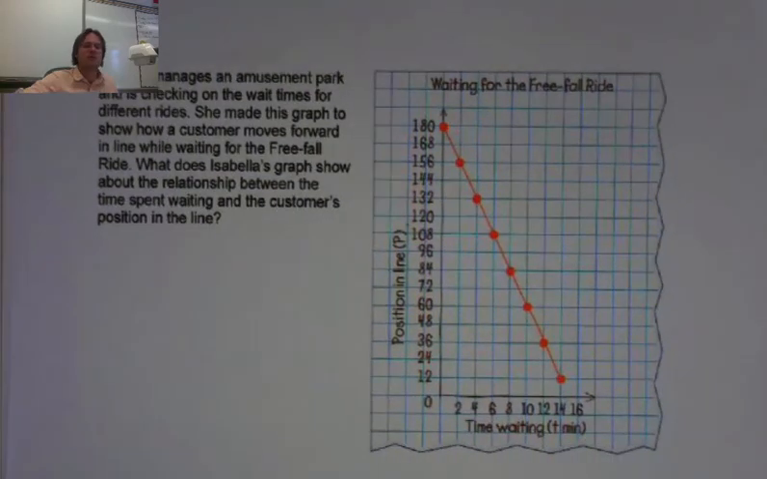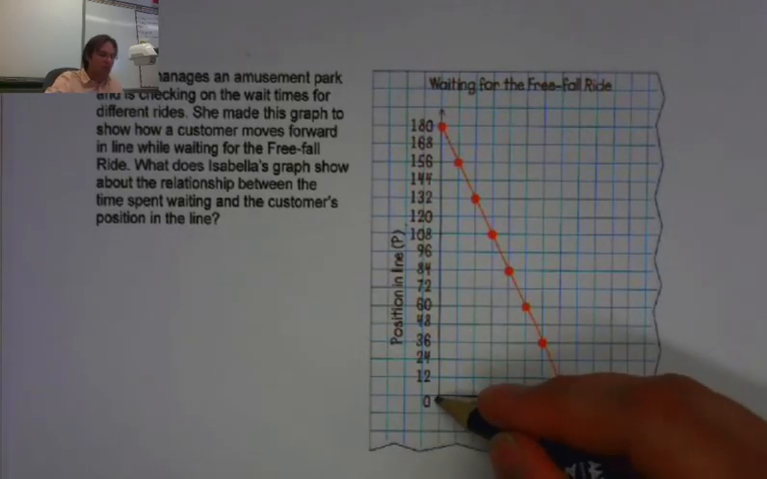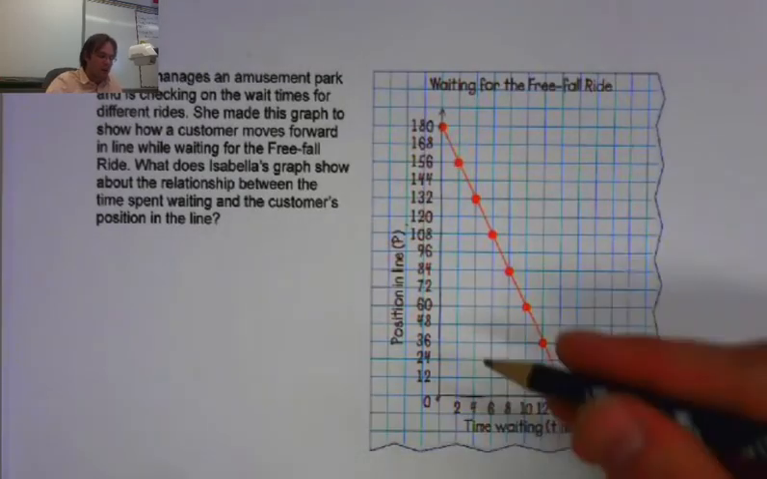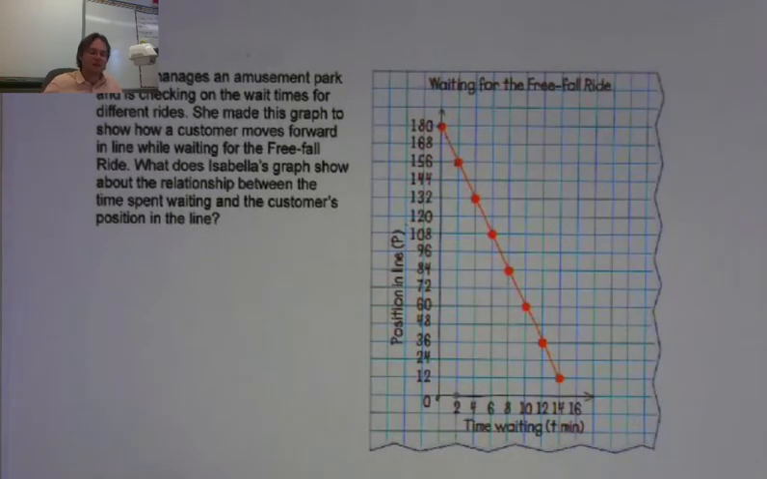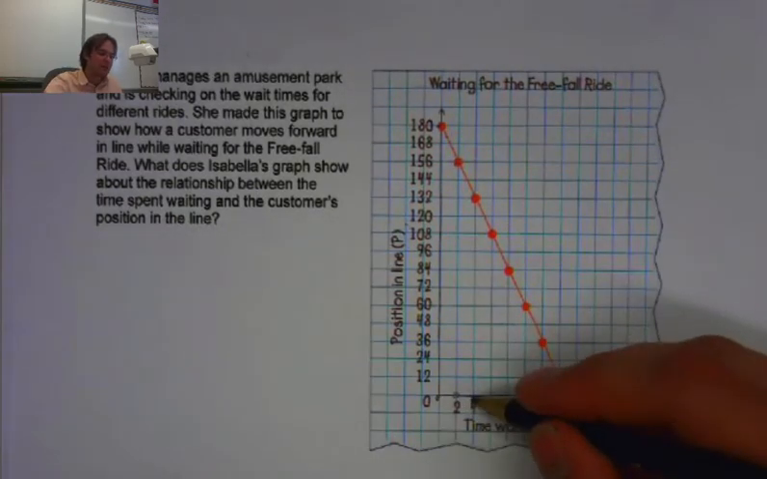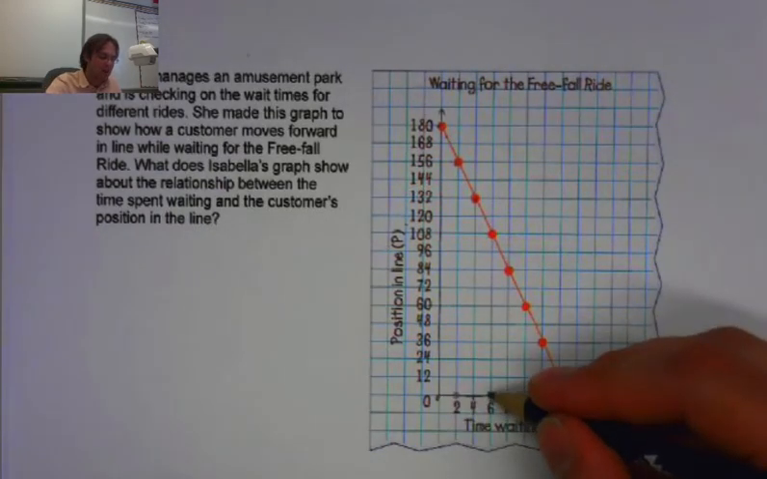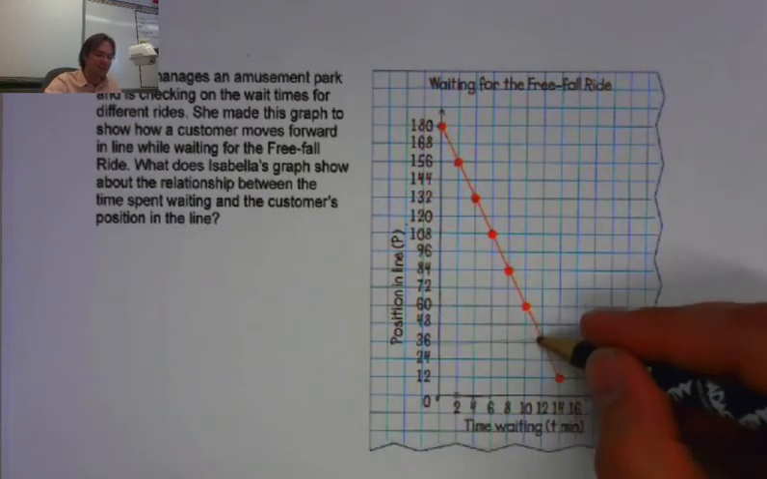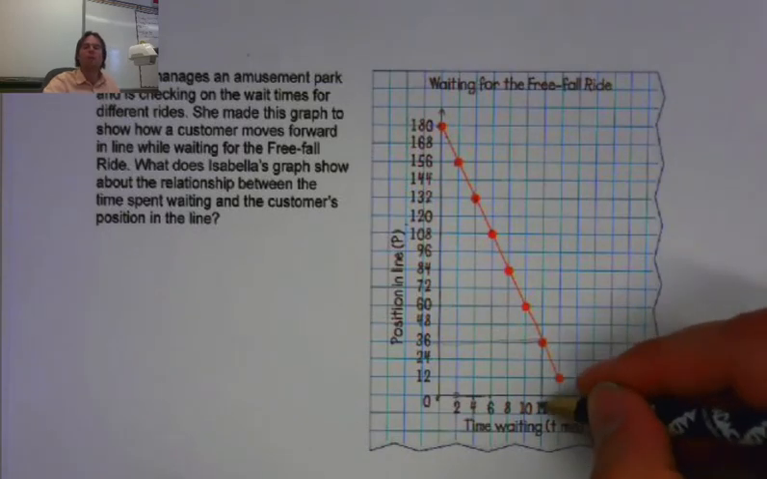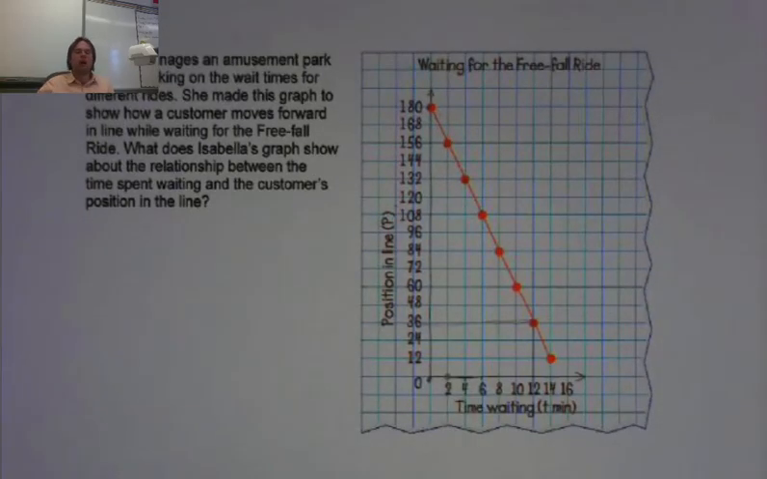So we look at this. This is how long you waited and what position you are in the line. So a person who just arrived here at 0 is in position 180. If they've been waiting for 2 minutes, they are now position 156. If they're waiting for 4 minutes, they are now in position 132. They waited for 6 minutes, they are now in position 108. So this person right here, who's in position 36, would have waited already 12 minutes. Okay? So this graph helps her explain how long it takes you to get there.